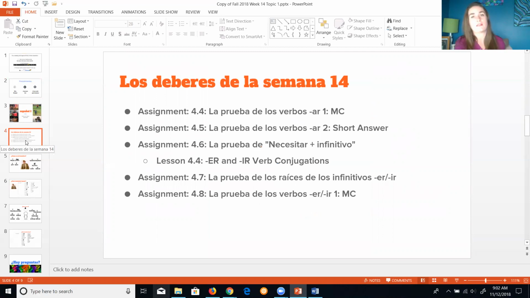So last week we learned about the lesson on regular AR verbs and the verb necesitar. You still have 3 assignments dealing with that subject, assignment 4.4, 4.5, and 4.6. After those assignments, you'll move on to lesson 4.4, which talks about ER and IR verb conjugations. Those are going to be very similar to our AR verb lesson, so hopefully you find that a little easier than the AR verb one because you're kind of used to it. And you've got 2 assignments due by Friday from lesson 4.4. There are assignments 4.7 and 4.8. So if you get all that done by Friday, you are on pace and doing great.